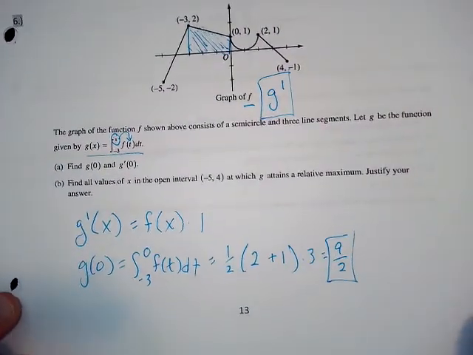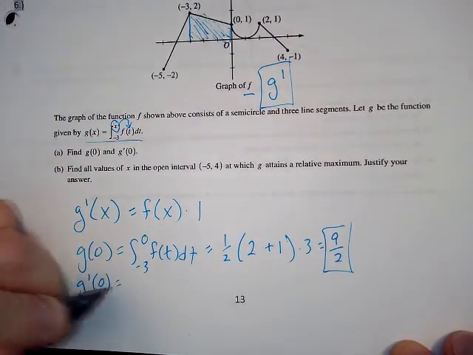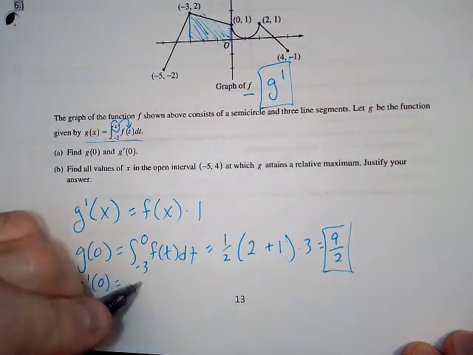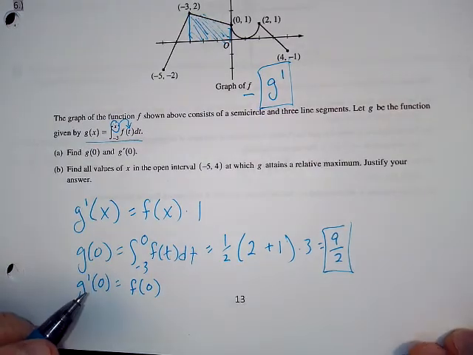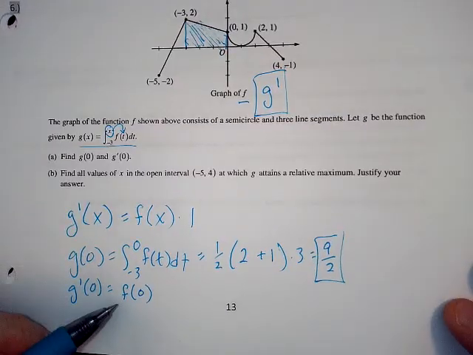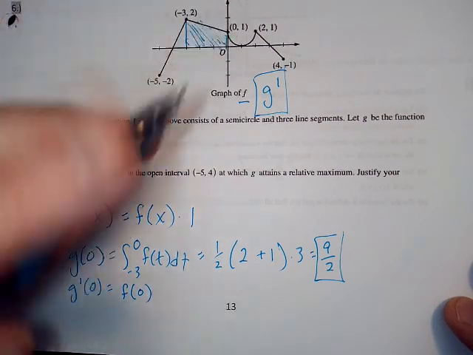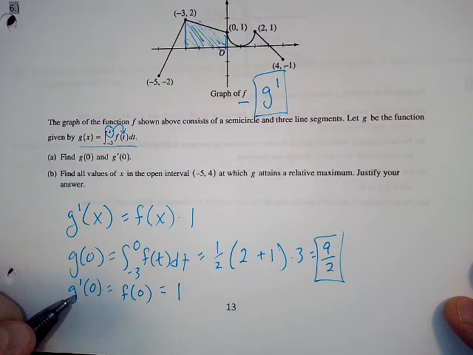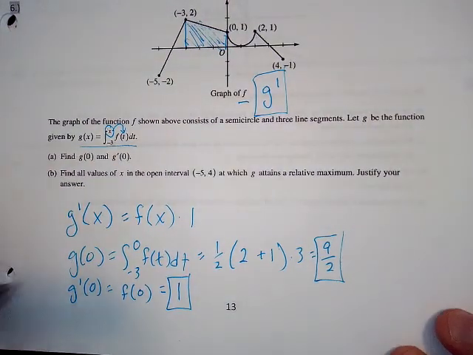Then it says find g prime of 0. Now remember, this graph is g prime, so g prime of 0 would very simply be f of 0. This is a graph of f, so we just go to the graph when x is 0 and the y value is 1. So f of 0 is 1, which means that g prime of 0 is 1. All right, so that's part A.